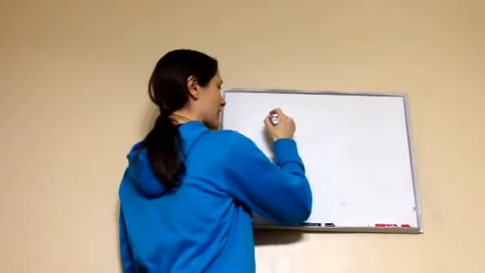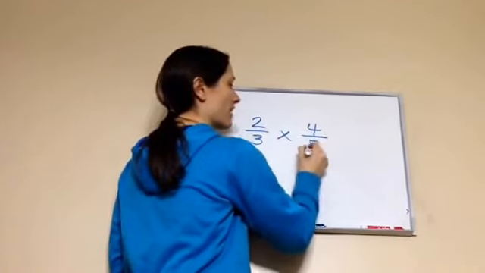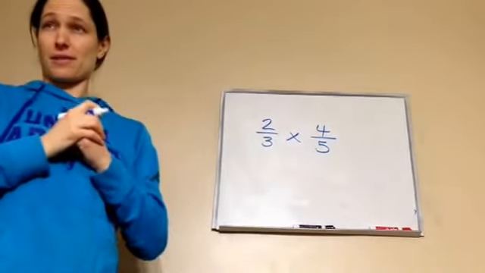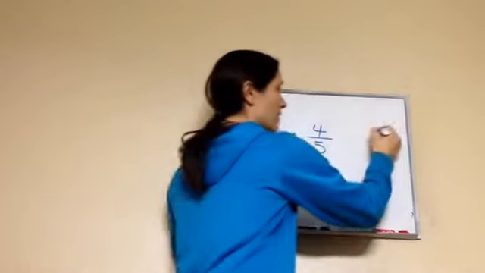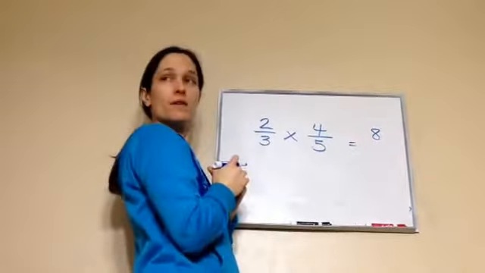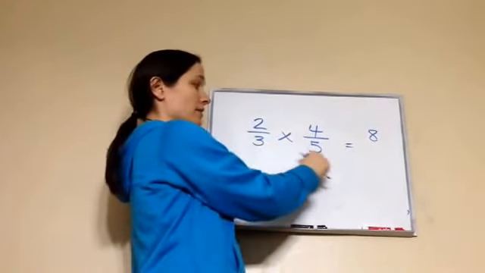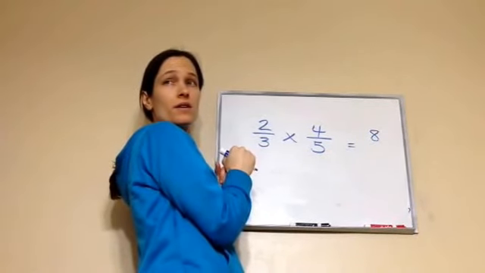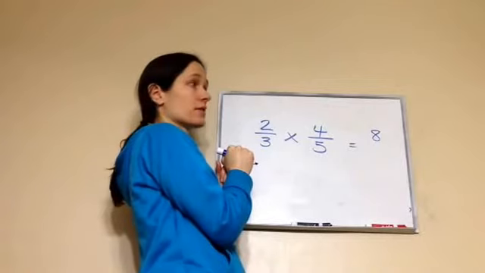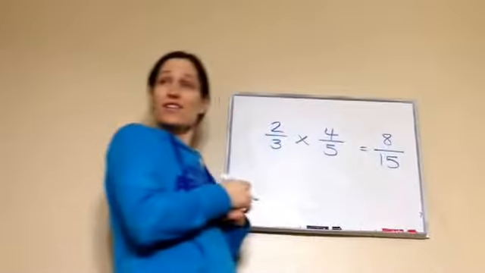Now, let me ask you this. These are going to get a little bit bigger. 2/3 times 4/5. Tell me what the answer is. That would be 8, the 4th thing. And that would be... well, wait, 3 times 5. 3 times 5 is 15. And that's the answer.